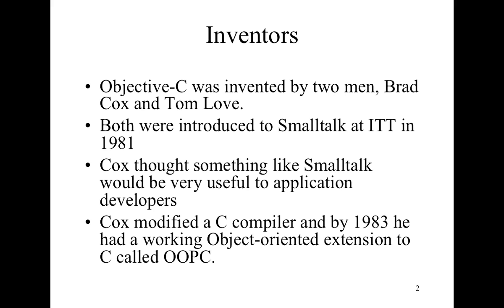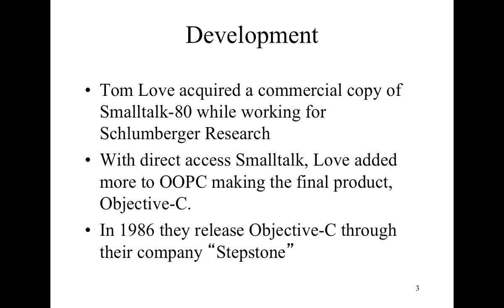Cox said that something like Smalltalk would be very useful, and Cox modified C in 1983. This is not too bad. 1983 wasn't too long ago. He called it OOPC, which didn't really work out well. And then they acquired a commercial license of Smalltalk 80, which actually came from Xerox originally. There's a couple of different versions of Smalltalk. Smalltalk 80 is one of the more popular dialects of it. They took it and combined OOP, which is another language, with it. The final product ended up being called Objective-C. I don't know where they got that objective out of Smalltalk. It's object-oriented C, so Objective-C.